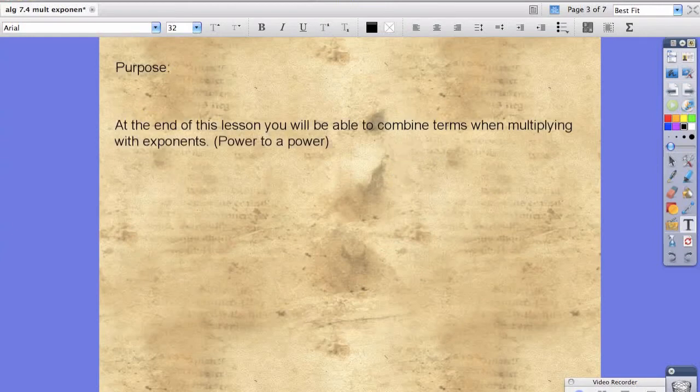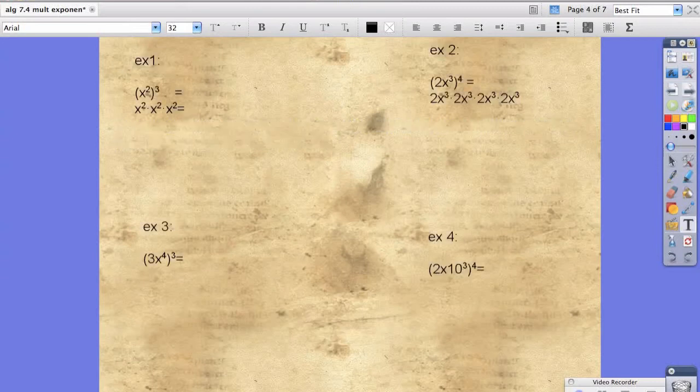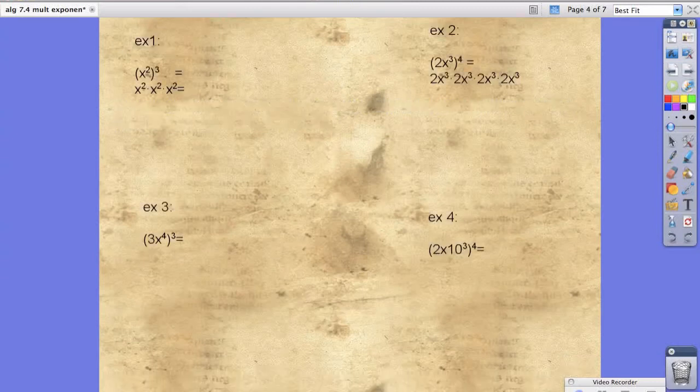Now, the purpose of this is that at the end of this lesson, you should be able to combine terms when multiplying with exponents, or I call this a power to a power. So let's look at example 1.